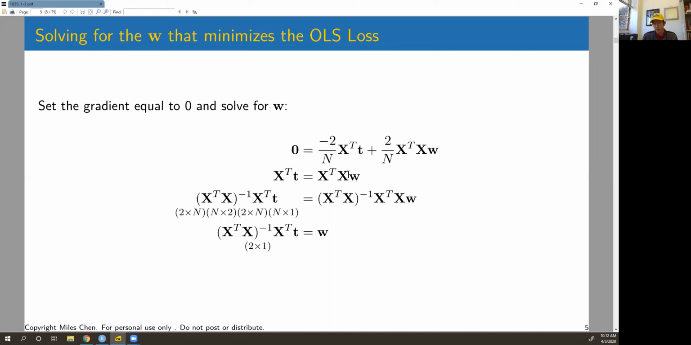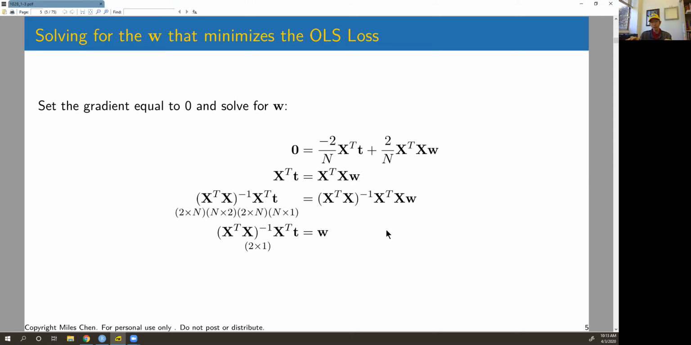And what I want to do is solve for w by itself. When you're doing matrices, there's no such thing as matrix division. You cannot divide by a matrix. What you can do is invert a matrix and multiply by the inverse of a matrix. So that is what we are going to do. We've got x transpose t is equal to x transpose x w, and in order to isolate this w vector by itself, I'm going to multiply both sides by x transpose x inverse.